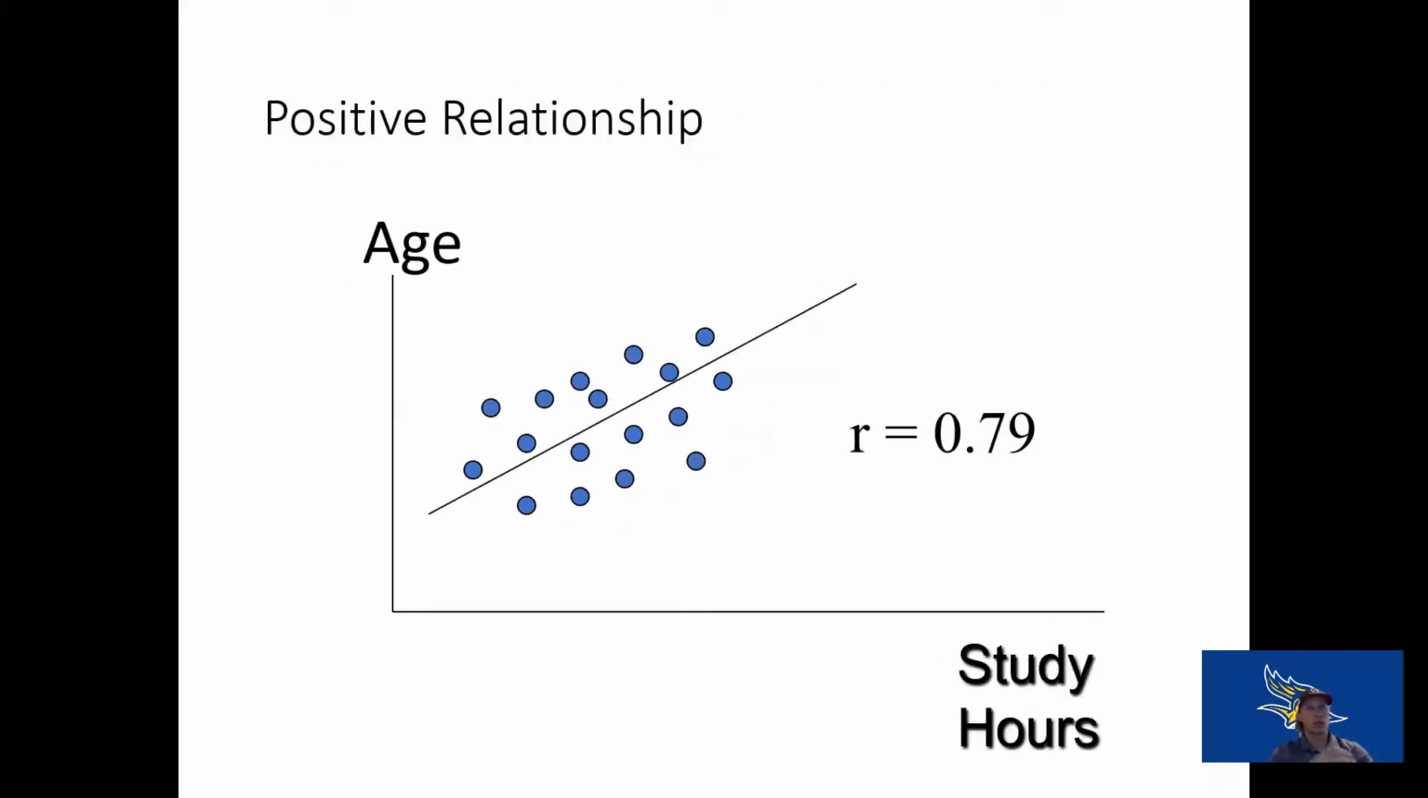If I look here and I see that I have a line of best fit and I know my R value, say I calculated it and found it's 0.79, that's greater than 0.7, so that would be a strong positive correlation between students' age and the hours at which they study. So younger students don't study as much, older students study more, probably why they do better or worse in their classes.